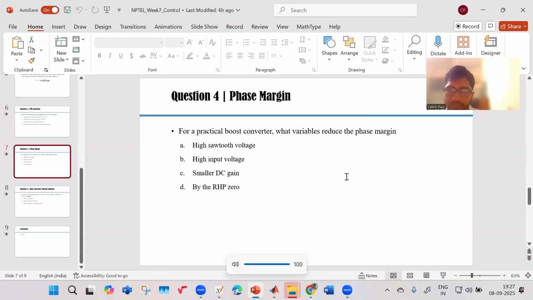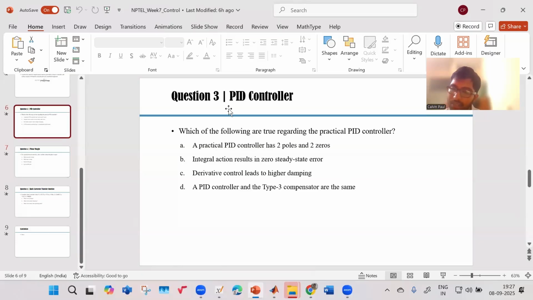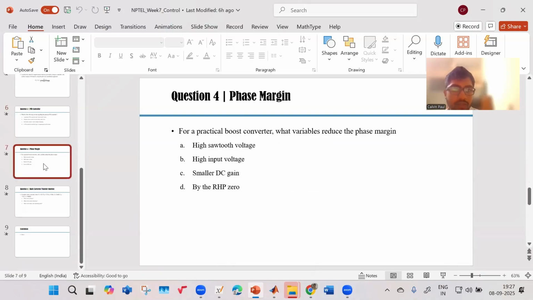So the previous question was ABC only, right? Yeah, correct, ABC only. Type 3 has an additional pole. PID doesn't have that additional pole. So you can modify a type 3 into a PID, but you can't change a PID into a type 3. Okay. So for phase margin, what do you think?